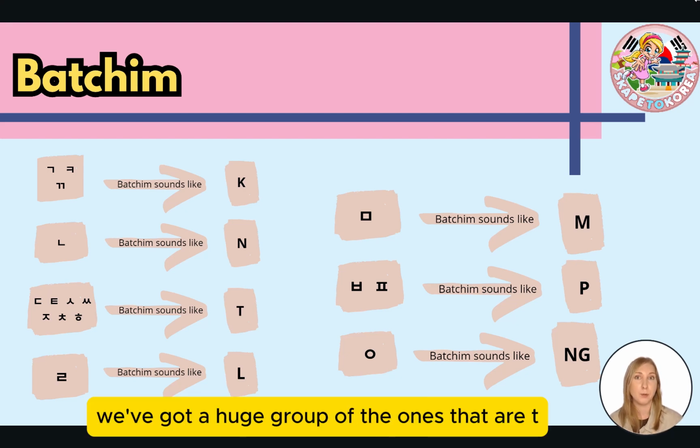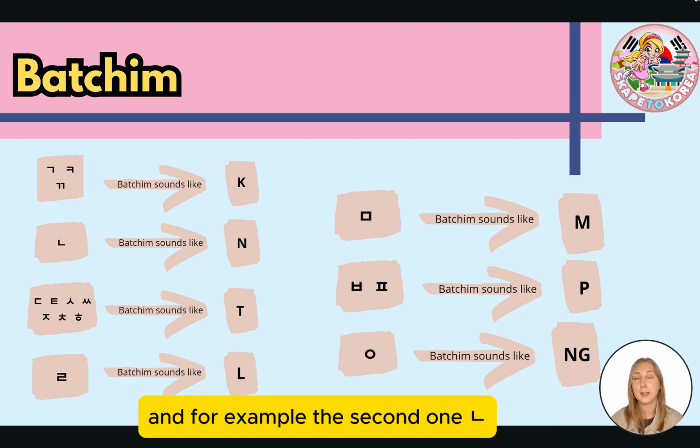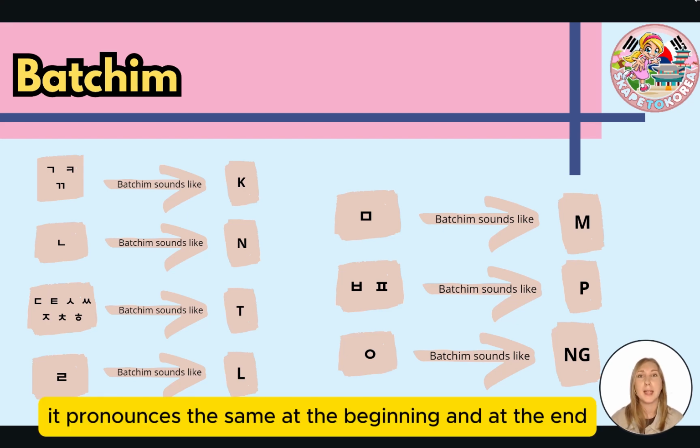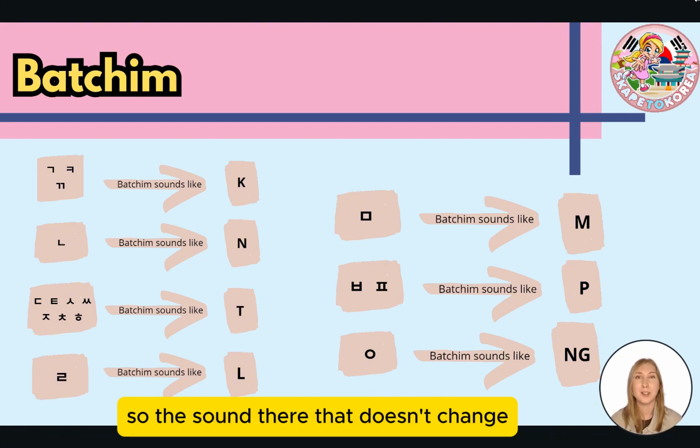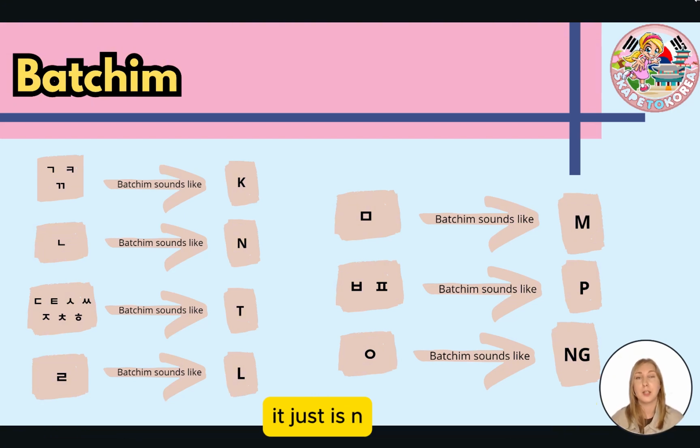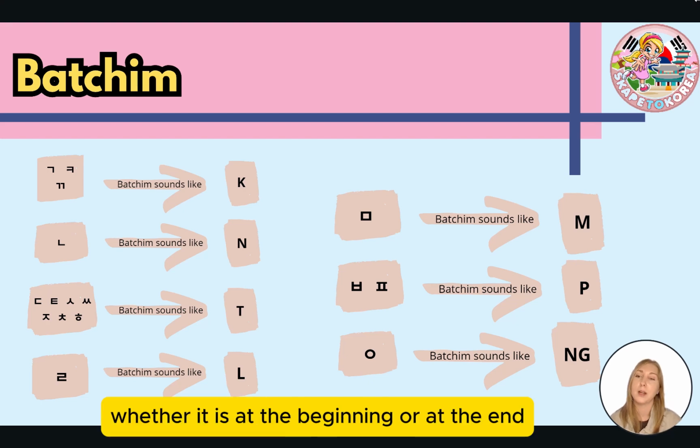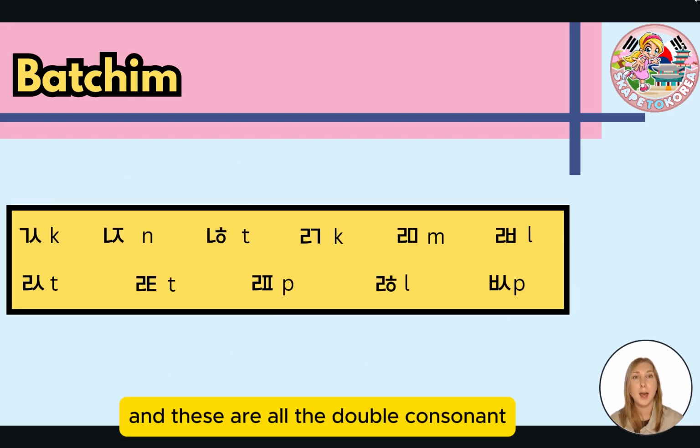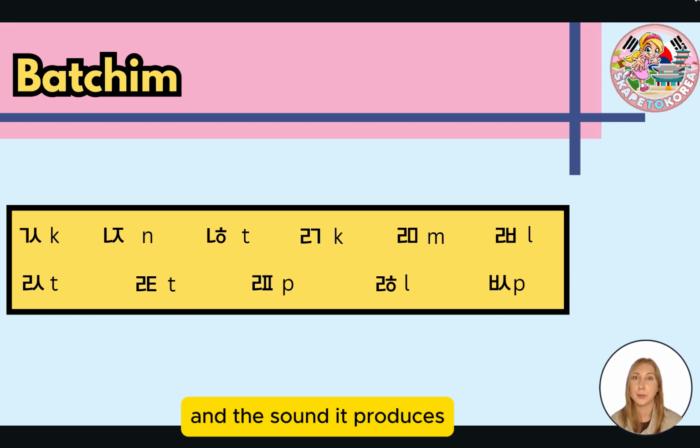So the t, we've got a huge group of the ones that are t. And for example, the second one, nien, the n sound, it pronounces the same at the beginning and at the end. So the sound there, that doesn't change. It just is n, whether it is at the beginning or at the end.